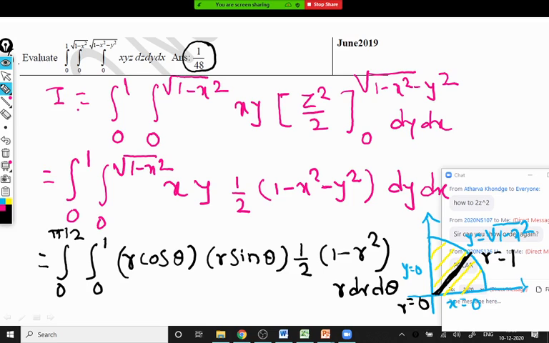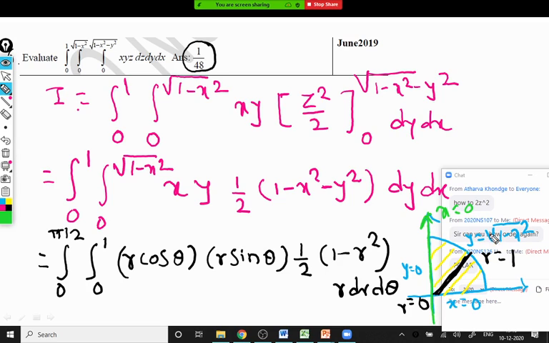Sir, in this, the limit is 1. How did we come to get this? Sir, in this the limit is 1, 0 to 1. So how did we get it? Last step: this is the limit 0 to 1 of x. So x equal to 0 is the y axis. This is x equal to 0.